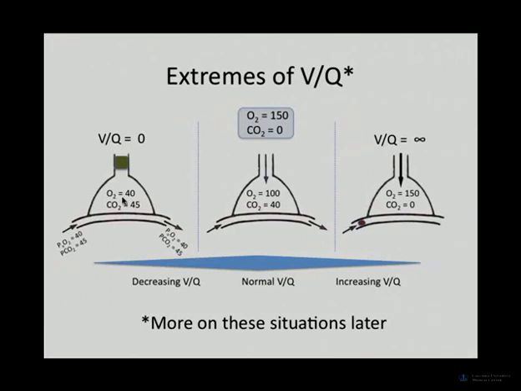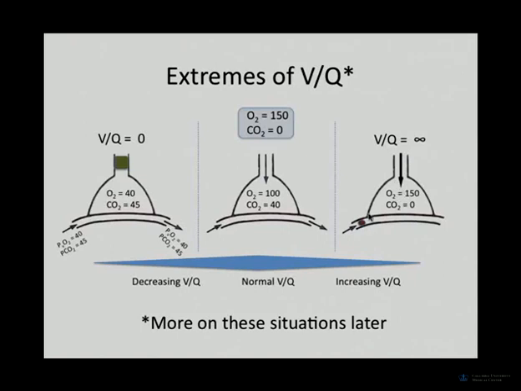Let's forget the normal lung for just 1 second and say, all right, let's take VQ all the way down to 0. This is getting absolutely no ventilation, but blood is still flowing. And let's take VQ all the way to the extreme where VQ is infinity. There's ventilation, but absolutely zero perfusion.